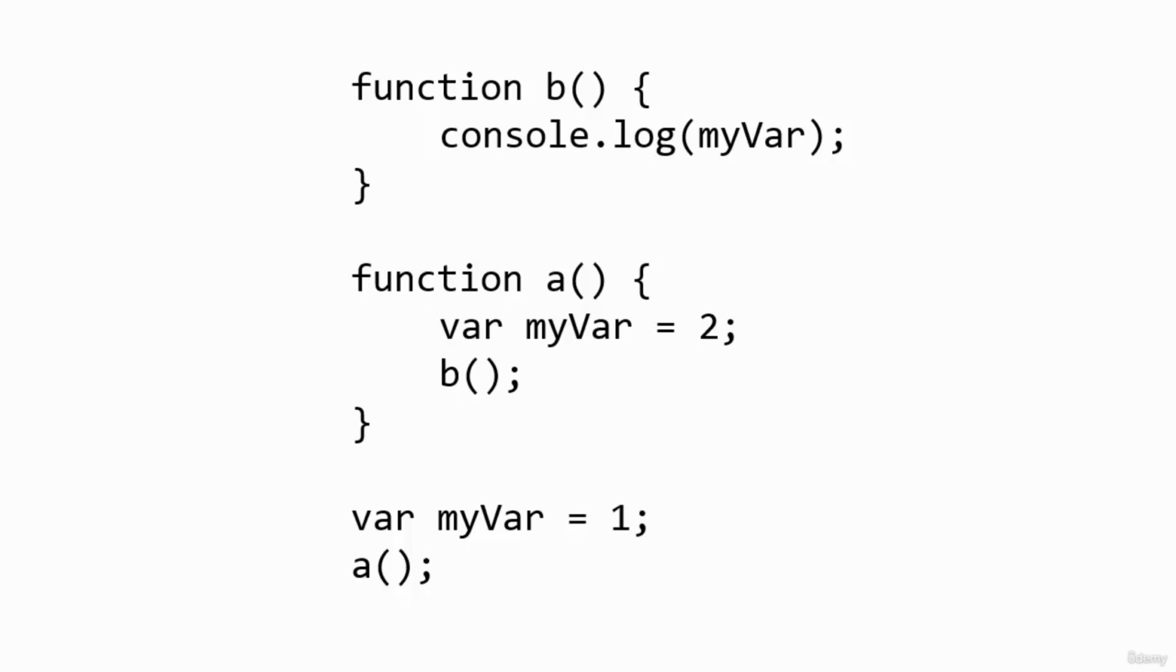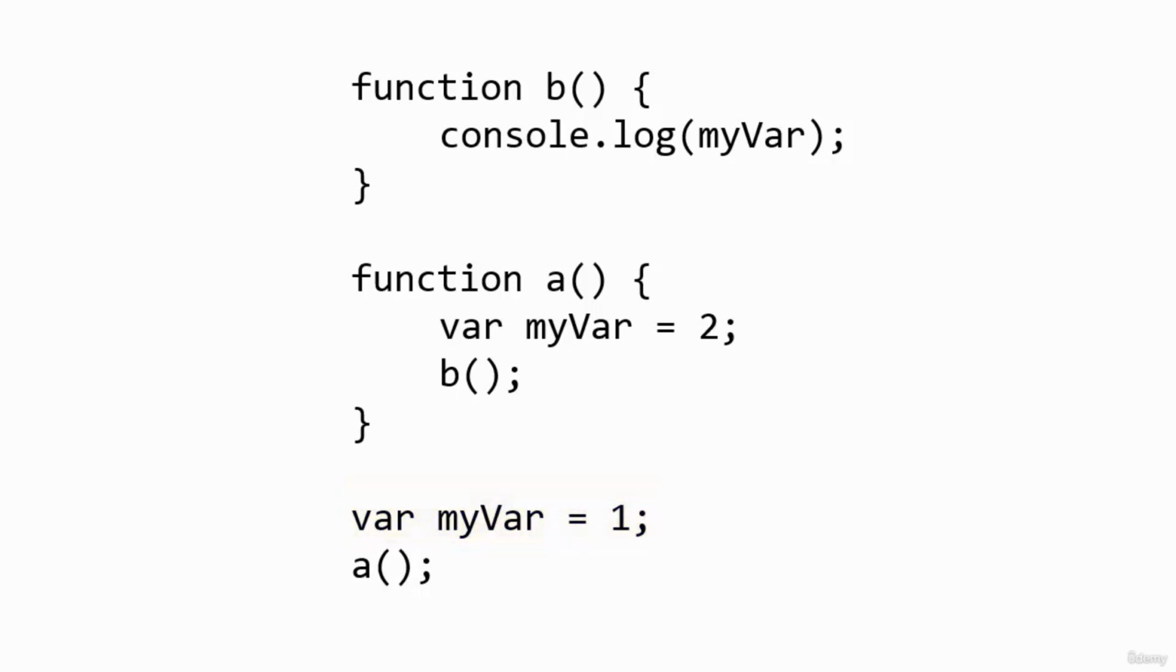So where does function B sit lexically? It lexically sits on top of the global environment. In other words, it's not inside function A. It's sitting right there at the same level as that last line where myvar equals 1.